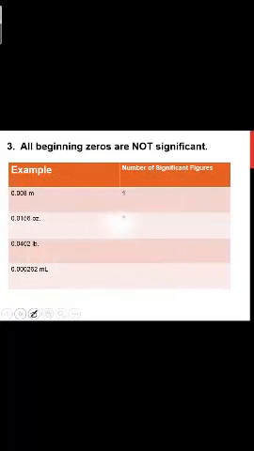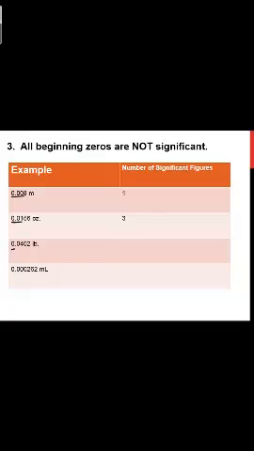Rule number 3 also deals with zeros, only now we're looking at zeros that are at the beginning of a number. We have this frequently when we have really small numbers. We have these zeros that are at the beginning, and those are not going to count. So in this case, just the 8 counts as 1 significant digit. Here in our second example, again, these beginning zeros do not count, so it's just the 1, the 5, and the 6, so we have a total of 3.